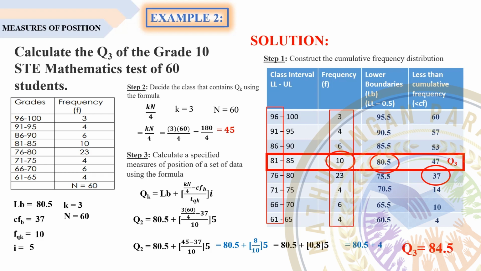Ibig sabihin yan, 75% of the scores of the grade 10 STE students mathematics test is less than or equal to 84.5.